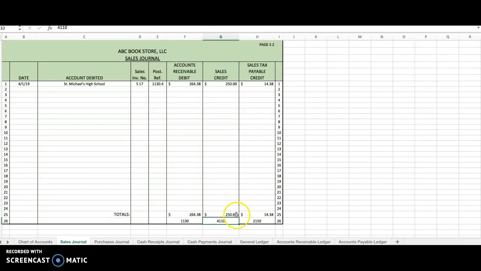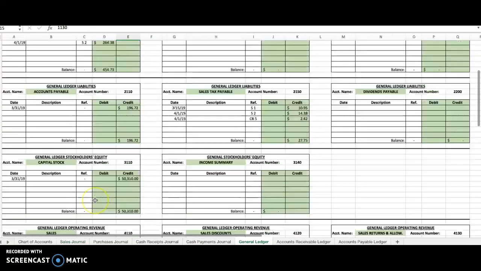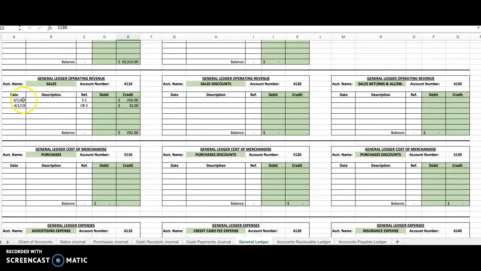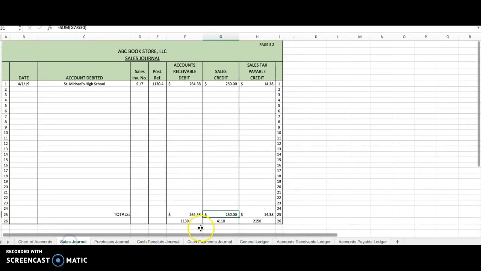And we go to sales, post that total to the sales account in the general ledger. We need to find sales here. And we will see that on April 1, from the Sales Journal, page 2, there's the $250. And we'll look at this $42 in just a moment. But that's posted to the sales account, account 4110, back into the Sales Journal.